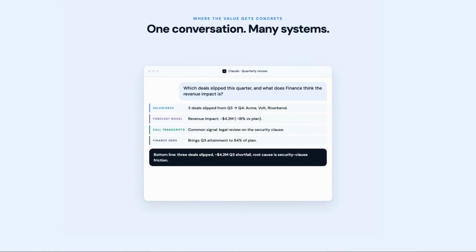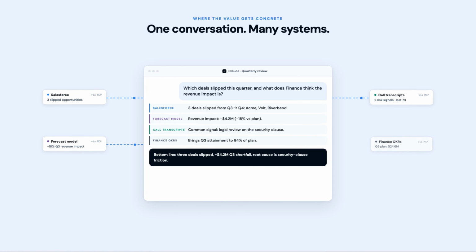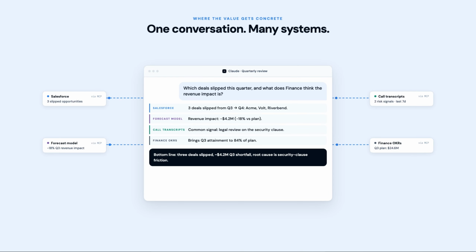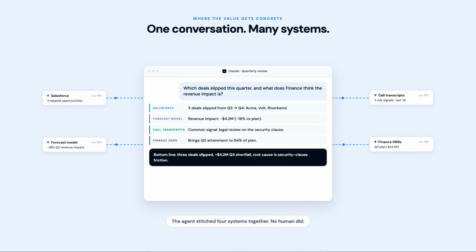Here is where it gets concrete. A sales leader asks Claude, which deals slipped this quarter, and what does finance think the revenue impact is? Claude pulls from Salesforce, cross-references the forecasting model, and checks the latest call transcripts, all through MCP servers in a single conversation. No human had to stitch those systems together. The agent did it on demand.